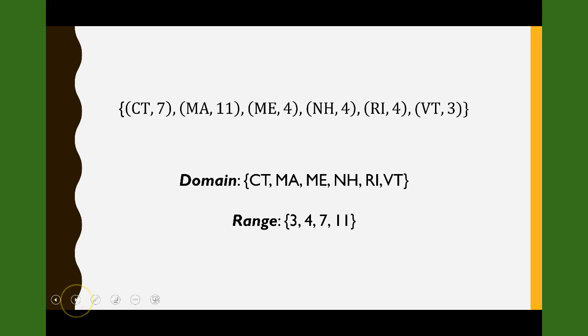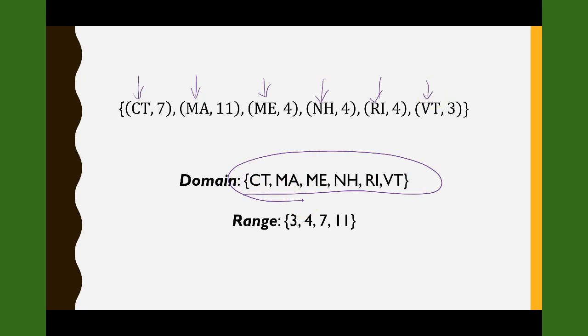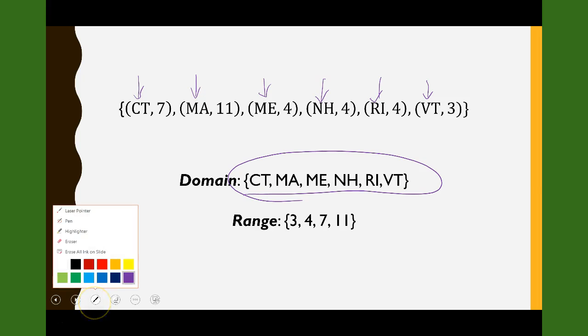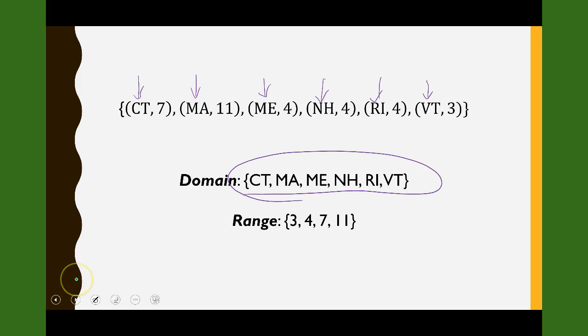What if I give you ordered pairs? Now remember, the first object or the first thing on the ordered pair represents the input. So these ones that I'm pointing at with the purple arrows are the inputs, and that's how I write my domain. Again, my domain is just the set of inputs. So it's Connecticut, Massachusetts, Maine, New Hampshire, Rhode Island, and Vermont.